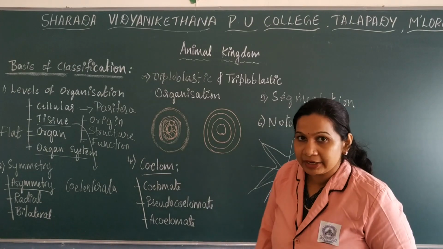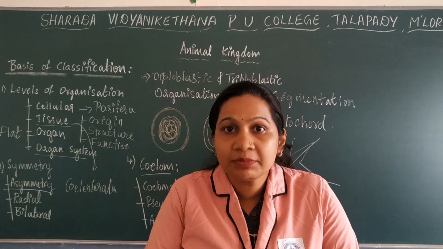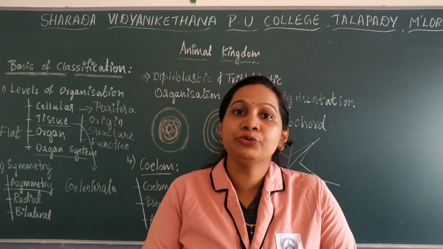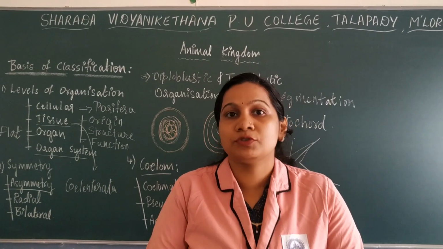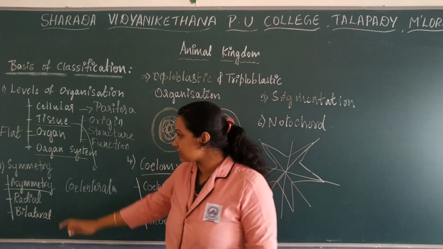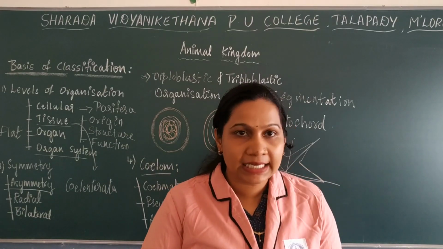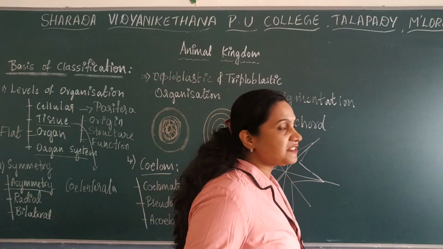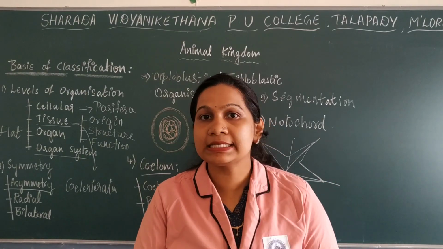What do you mean by radial symmetry? It is a type of symmetry where the organism can be cut into two equal halves at any angle, but the line should pass through the central axis. That is radial symmetry. Organisms such as Coelenterata. So here we have the starfish. These mainly show radial symmetry, right?